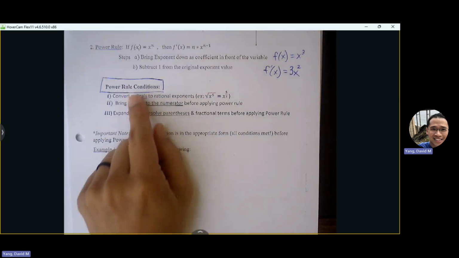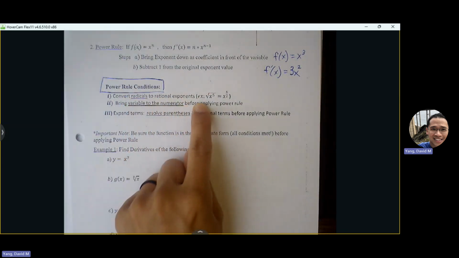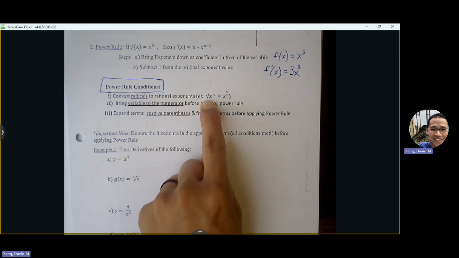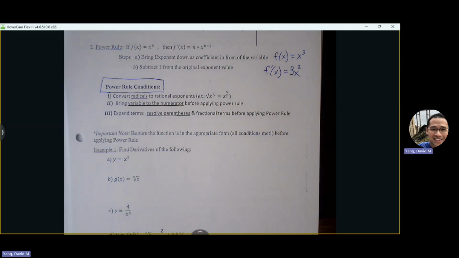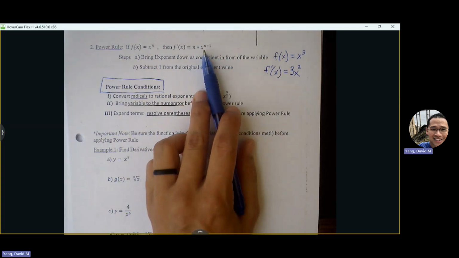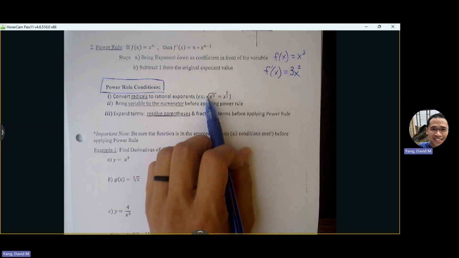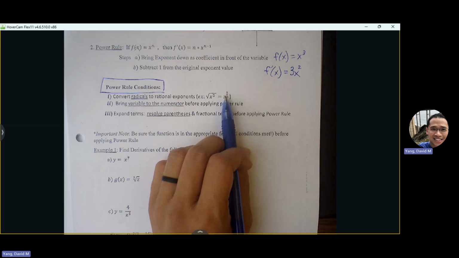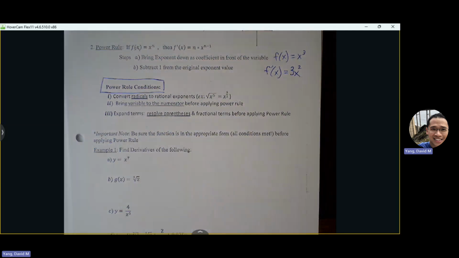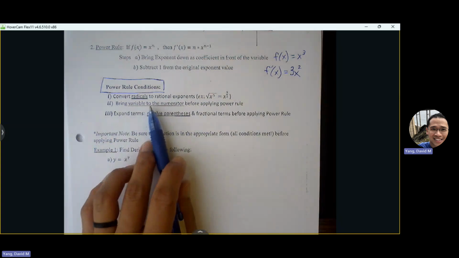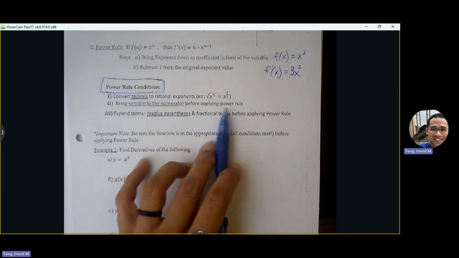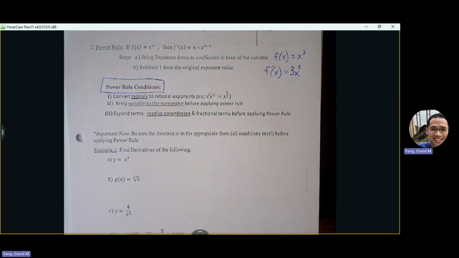First one is we want to convert all radicals to rational exponents. So if I have square root of x to the 5th, I need to rewrite that as x to the 5/2. It allows us to know what number to bring down, and what to subtract from. Getting that radical to a rational exponent makes it a lot easier to see what number we're dealing with in that exponent spot. Next up, bring the variable to the numerator before applying power rule. We cannot do power rule if the variable is in the denominator.